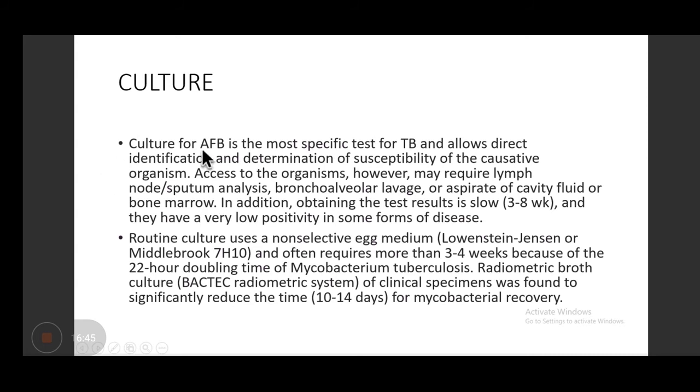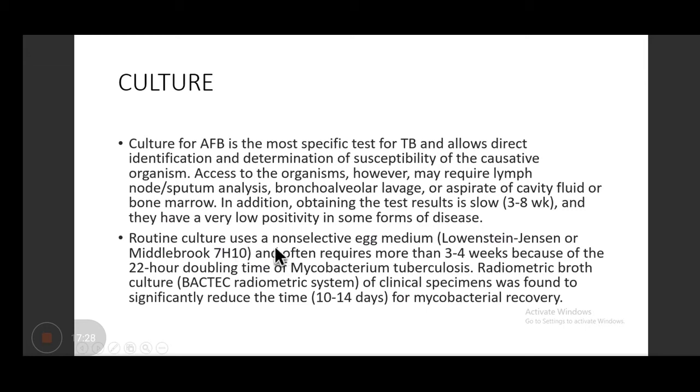Culture, as I told you, is the gold standard for tuberculosis. Though it takes a longer time, still it's the gold standard. If your smear comes negative, we always send culture for AFB. It is the most specific test and allows direct identification and determination of susceptibility of the positive organism. Access to the organisms, however, may require lymph node or sputum analysis, bronchoalveolar lavage, or aspirate of cavity fluid or bone marrow. In addition, obtaining the test results is slow and they have a very low positivity only in some forms of disease. The main disadvantage is the long time for results, 3 to 8 weeks.